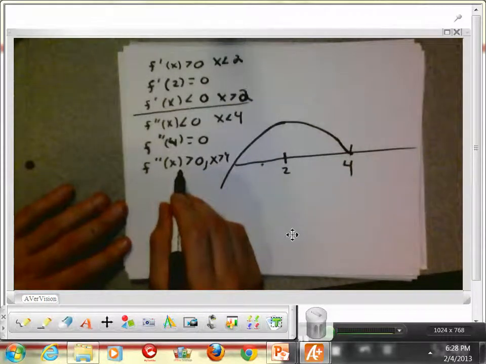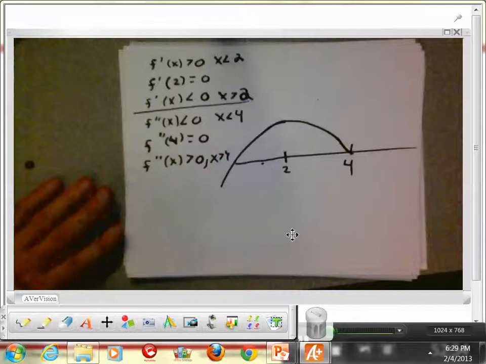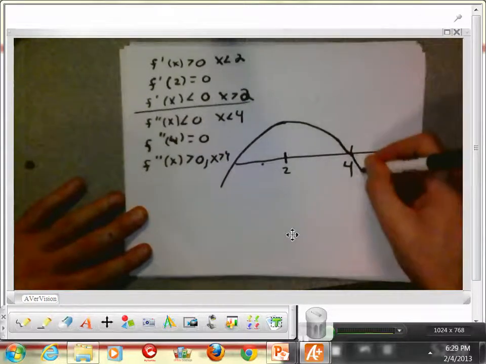Is it bowl-shaped up or bowl-shaped down? Raise your hand for bowl-shaped up. Raise your hand for bowl-shaped down. It's bowl-shaped up. Very good, right? Okay, it's going to look something like this.